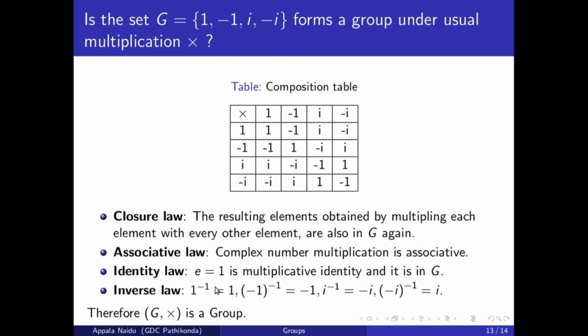So the inverse of every element exists, and all those inverse elements 1, minus 1, i, minus i are in this set G. Hence G satisfies the inverse law with multiplication.